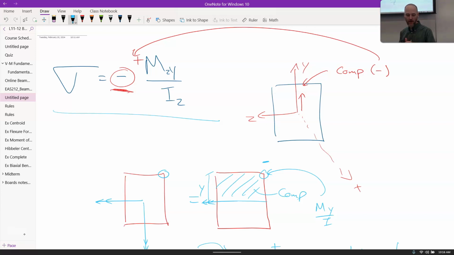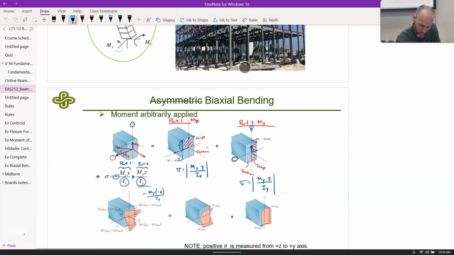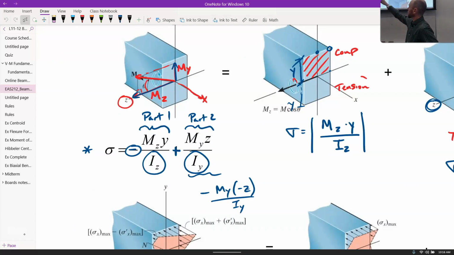Yes. Okay. Yeah, the positive or negative that falls into this equation, it's just saying compression and tension based on a given direction. That's all the positive negative is there.